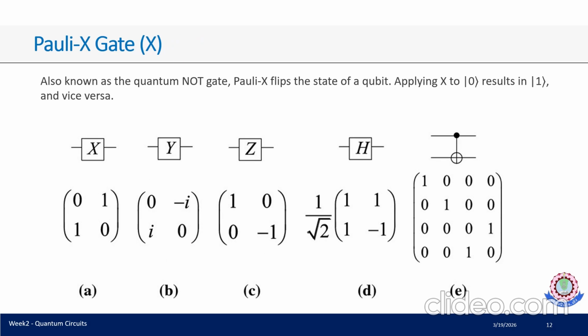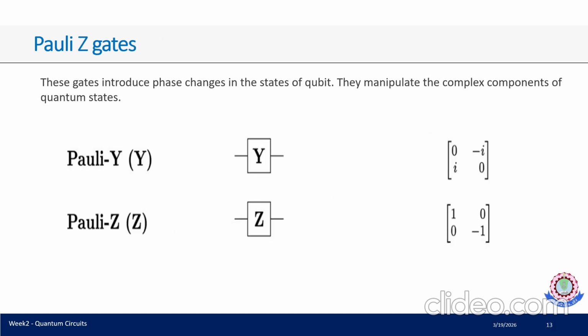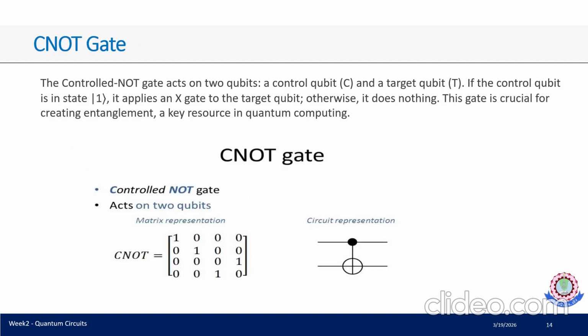Pauli X gate, also known as the quantum NOT gate, flips the state of a qubit: applying X to 0 results in 1 and vice versa. Pauli Z gate introduces phase changes in the state of qubits. They manipulate the complex components of quantum states in terms of Y and Z. Controlled NOT gate: the controlled NOT gate acts on two qubits, a control qubit and a target qubit. If the control qubit is 1, it applies an X gate to the target qubit. Otherwise, it does nothing. This gate is crucial for creating entanglement, a key resource in the quantum computing field. Controlled NOT gate acts on two qubits, matrix representation.